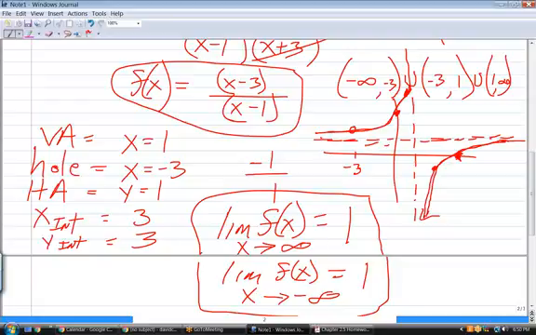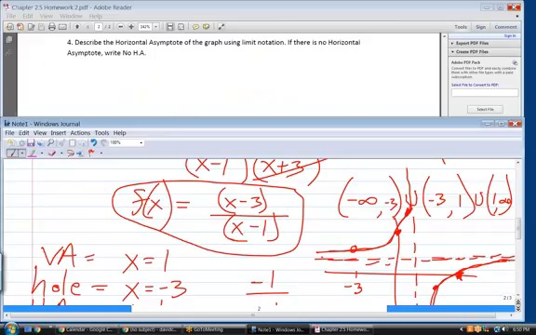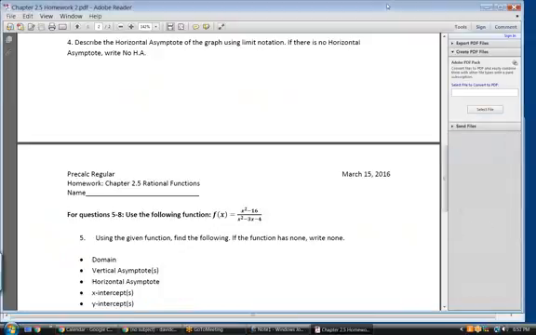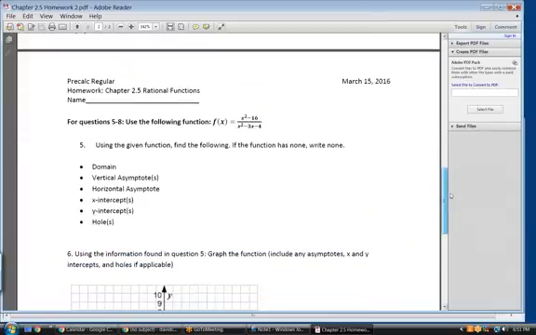I hate the fact that they put the vertical asymptote at 1 and the horizontal asymptote at 1. It's confusing. Yeah, it is. Well, and it doesn't need to be. You could use different numbers. Okay. All right, so that answers 4.